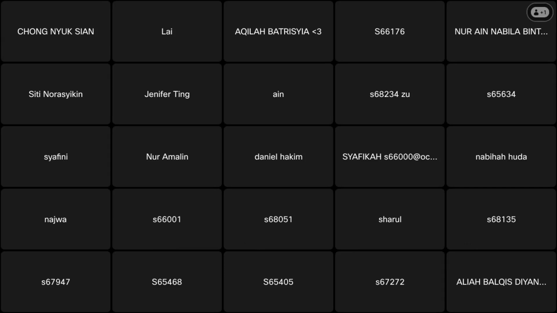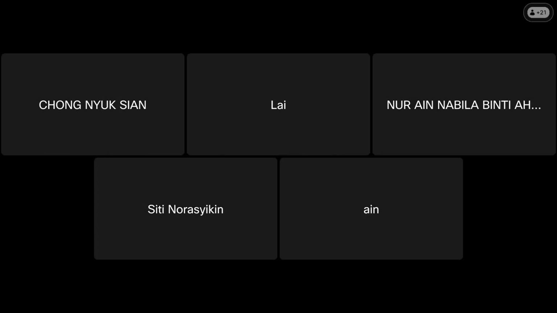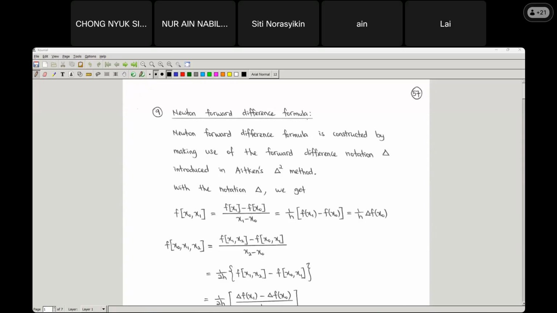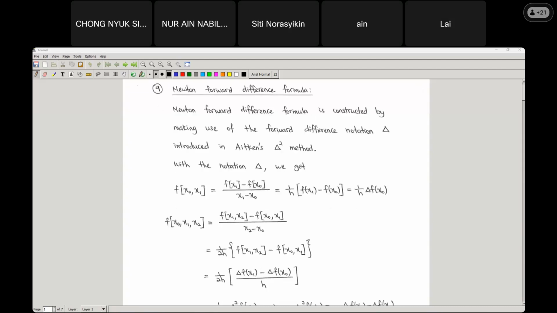I want to begin with Newton's forward difference formula. Let me share this one here. Okay, so now let us take a look at the Newton forward difference formula. It can be constructed by making use of the forward difference notation. So this is the forward difference notation.